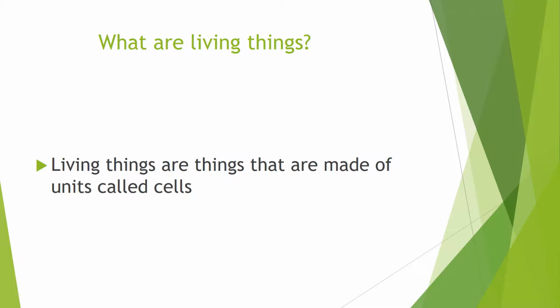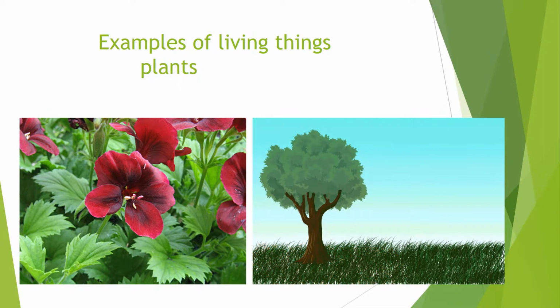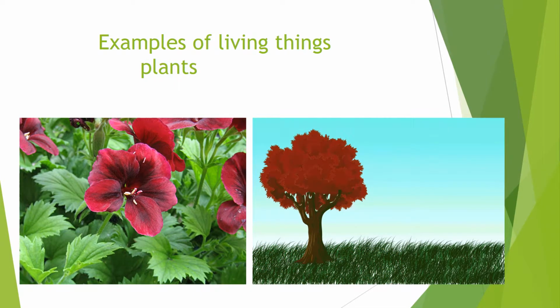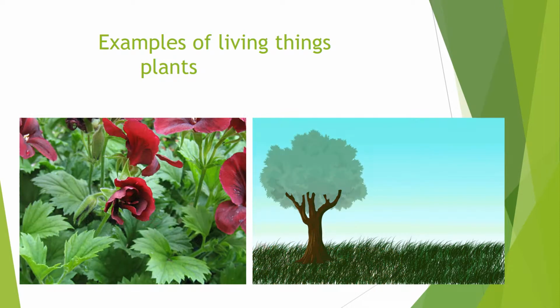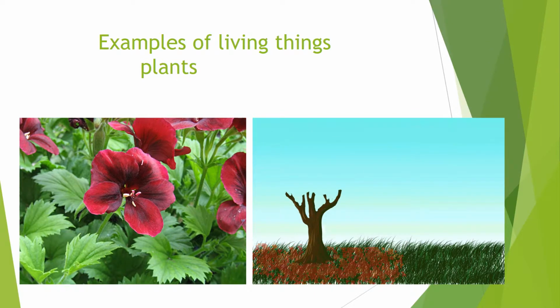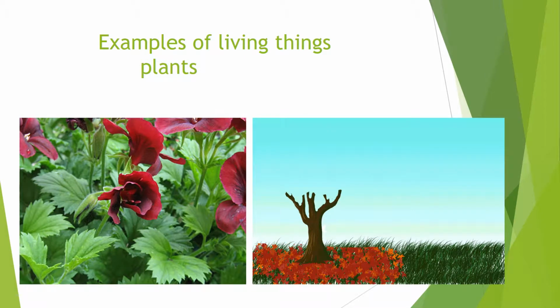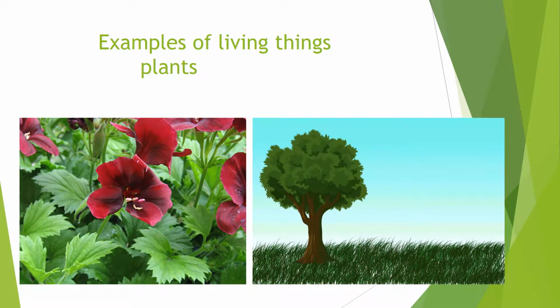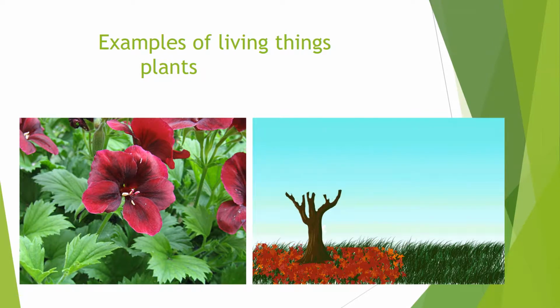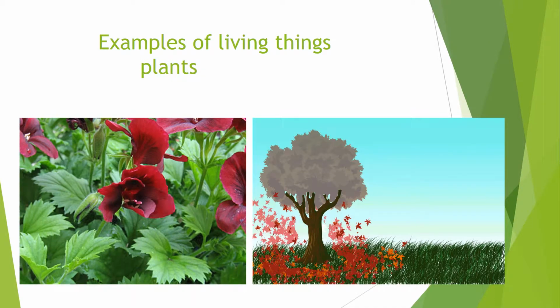Now that we know what living things are, this takes us to the next slide. Here, we are going to look at examples of living things. As you can see from these animations, we have one example of living things as plants. Here we have a tree, we have grass, we have this flower plant. All of them are examples of living things that fall under plants.